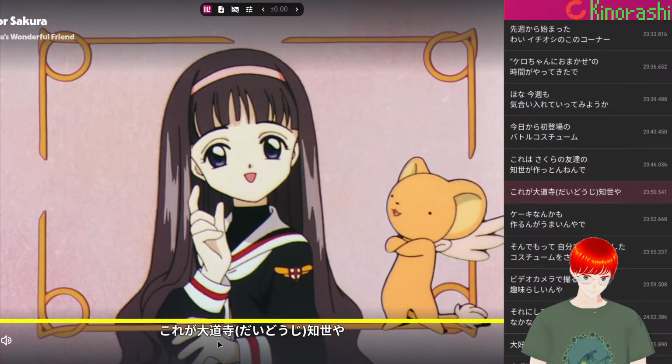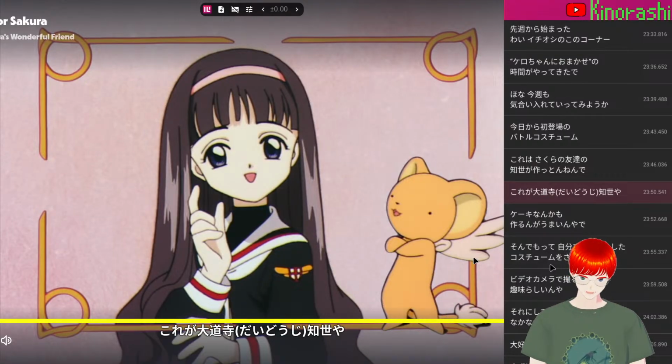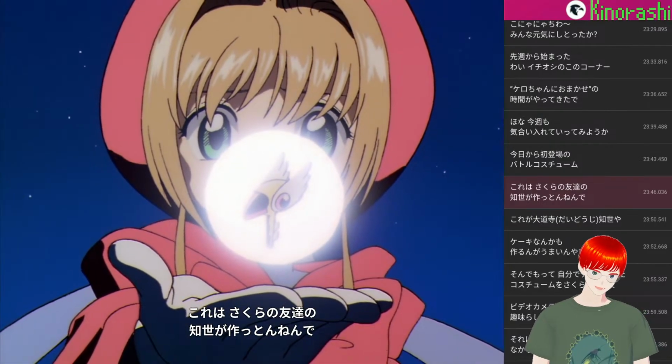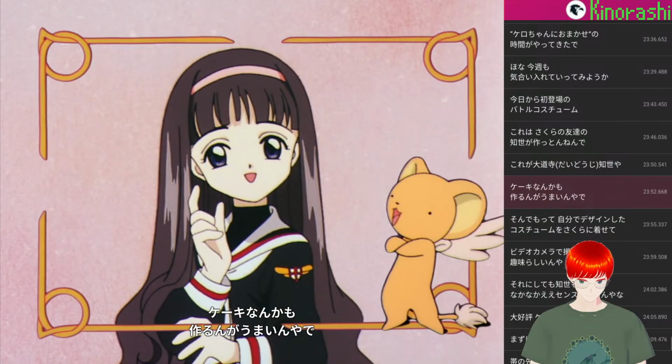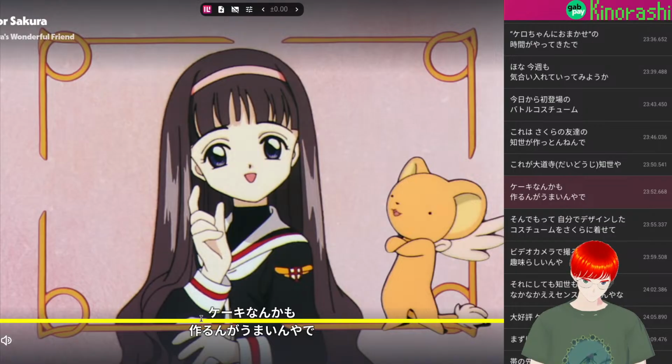いや、これが大道寺ともよ。Or in other words, this is Tomoyo Daidoji. 初登場のバトルコスチューム、これはさくらの友達の友よが作っとんねんで。これが大道寺友よや。ケーキなんかも作るんがうまいんやで。Tomoyo, okay, so yeah. There's a replacement to yo.